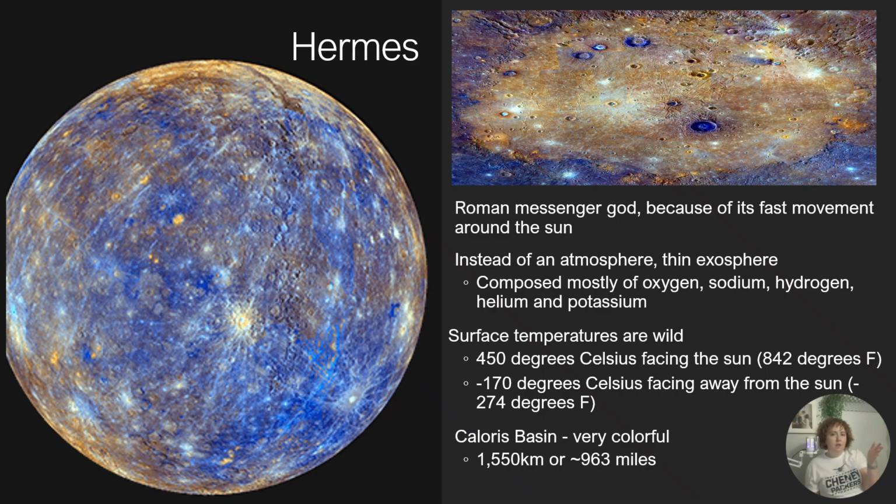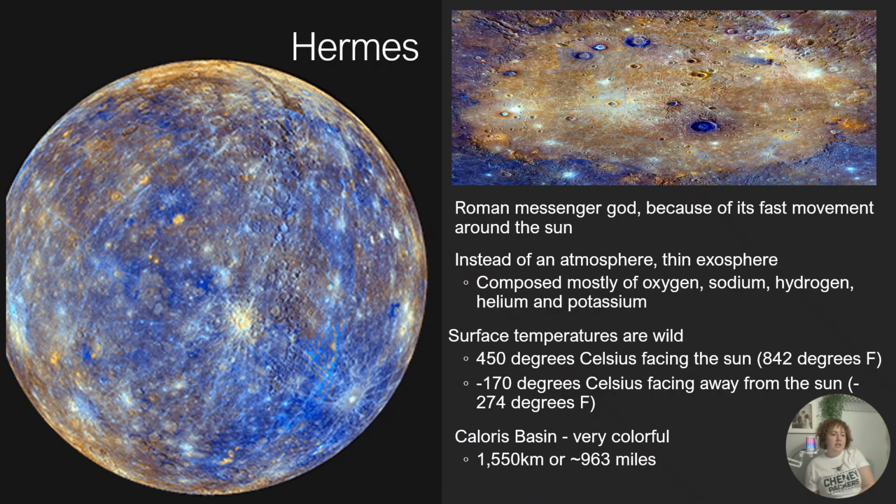But rather on the back side of Mercury, so the side that is not facing the sun, it cools down to generally minus 170 degrees Celsius or minus 274 degrees Fahrenheit. So you go from one extreme of complete baking and boiling to frozen solid. So there is a lot of colors, as you can kind of see.